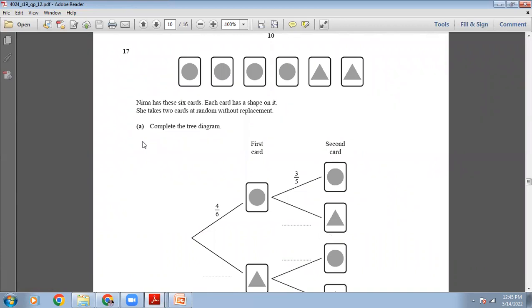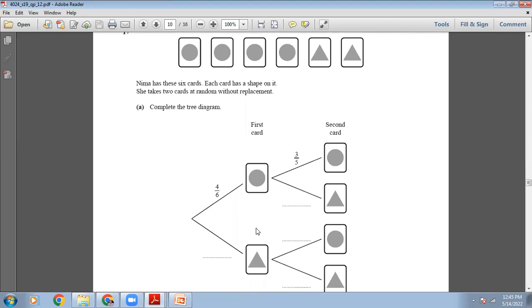We have 6 cards, and on 4 cards we have a circle, and on 2 cards we have a triangle. Nima has these 6 cards. Each card has a shape on it. He takes 2 cards at random without replacement. Complete the tree diagram. So if you take the first card, there are 4 circles and there are 2 triangles.